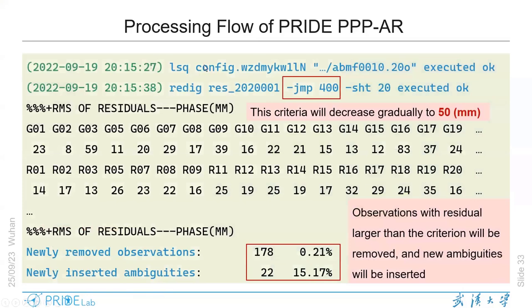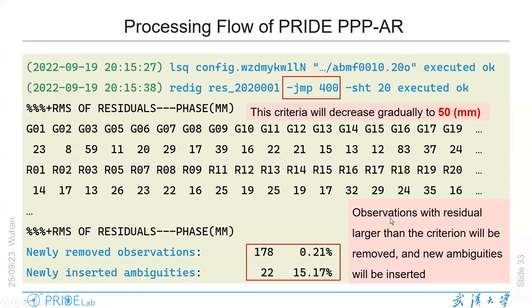This is the output that you will see after each Radic run, as we saw in the video demo. The Radic program takes two arguments as input: the threshold to identify a cycle slip and a short ambiguity. These two values are in units of millimeters and epoch numbers, respectively. The jump threshold for the cycle slips will gradually reduce from 400 millimeters to 50. This is used to avoid removing too many observations at once.